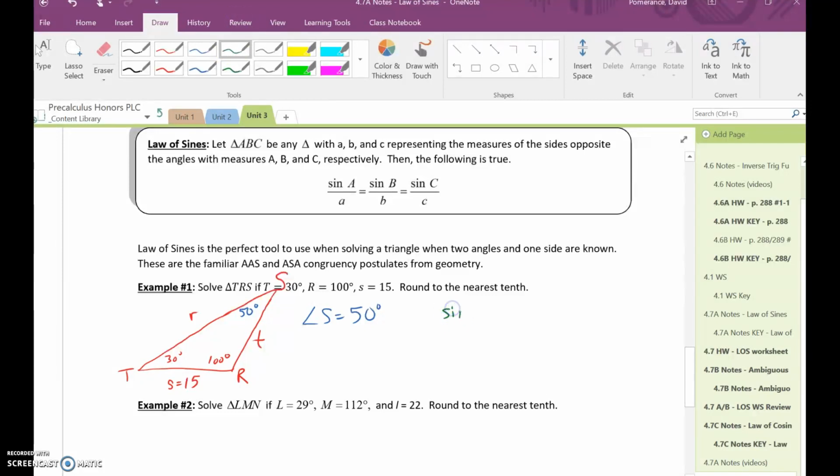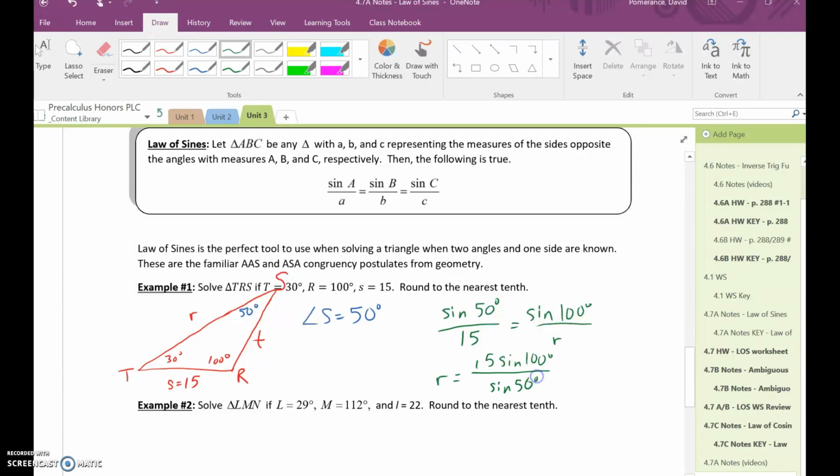So the sine of S, or 50 degrees, over side S, or 15 units. And we know that this is going to be equal to the sine of some other angle, let's say R, so that's 100 degrees, divided by side R, which is little r. So there's an equation that we can use to figure out what R is. Cross multiplying, we're going to end up with R equals 15 sine of 100 over sine of 50 degrees.